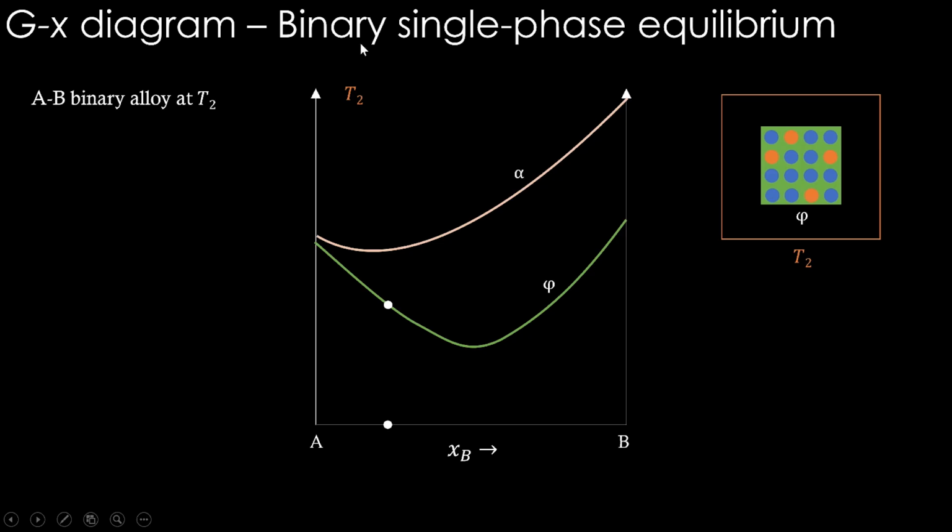Right. Now consider this binary single phase equilibrium. It's an AB binary alloy at temperature T2. This is a furnace at temperature T2, and inside that we have this material. It's an AB alloy, and this is the composition of the alloy. It's an A-rich composition, something like 0.25 B, 0.75 A.